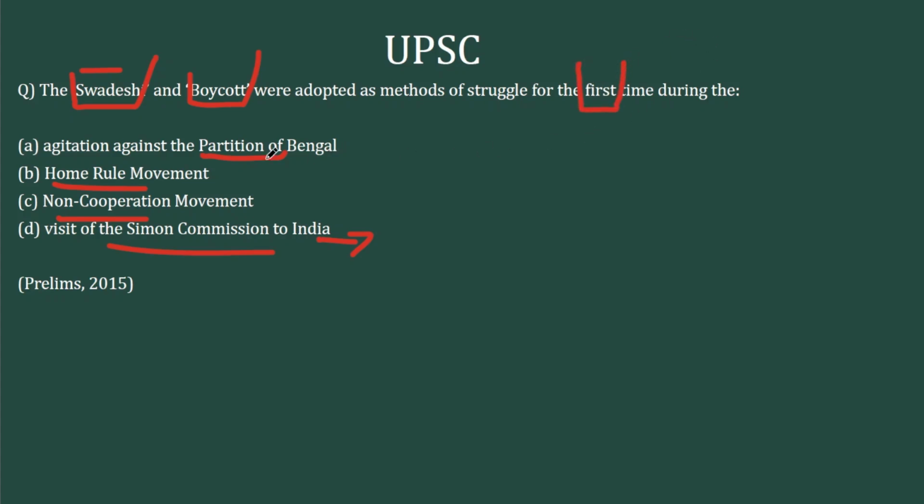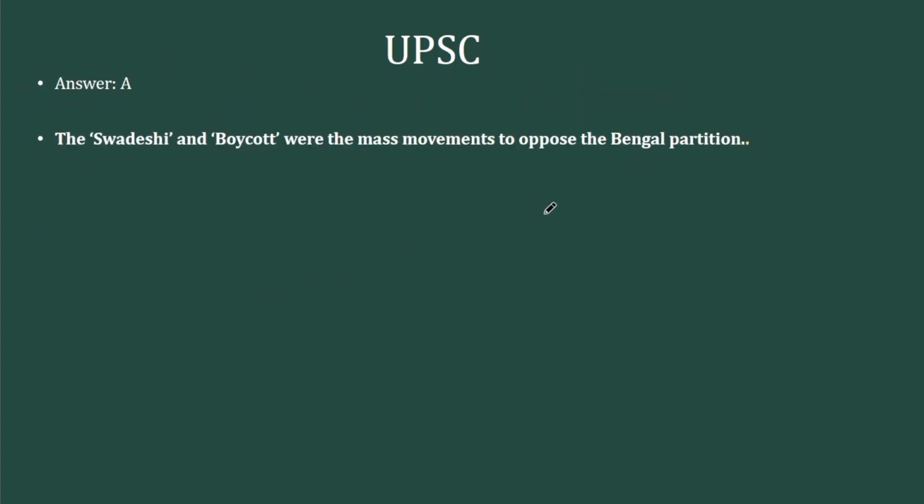This is the key. Third, Home Rule took place under the leadership of Annie Besant and Bal Gangadhar Tilak in the 1914 time period. Again, it also had this element, but not the first time. The first time it was used was during the Swadeshi movement as an aftermath of the partition of Bengal. Again, a very basic conceptual question asked in 2015 prelims.